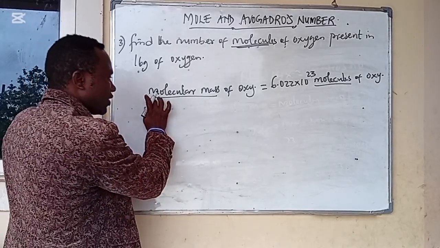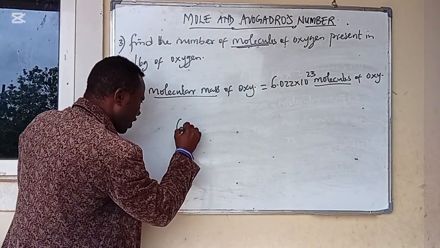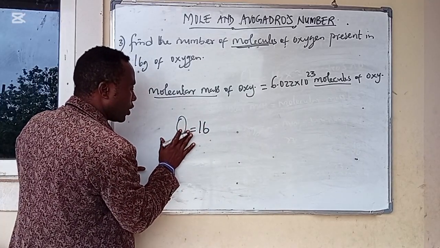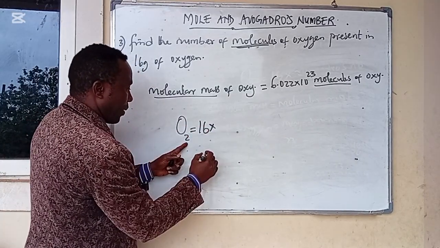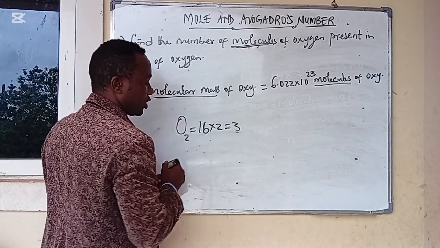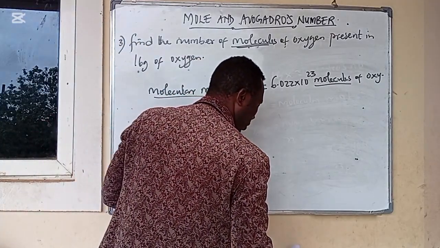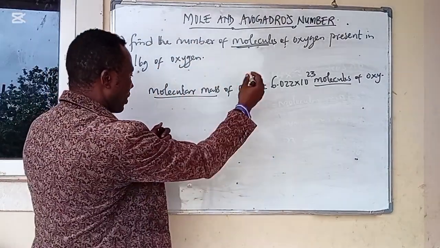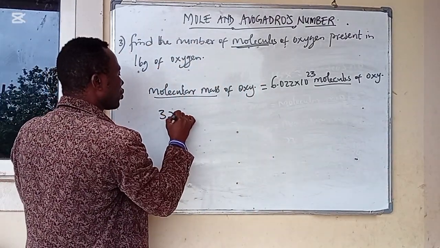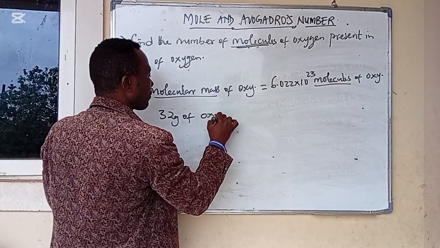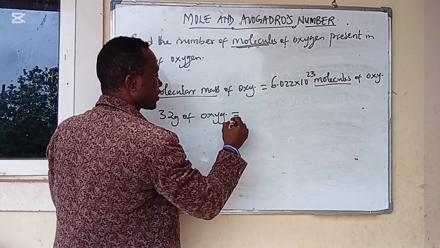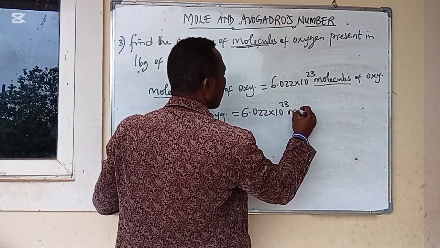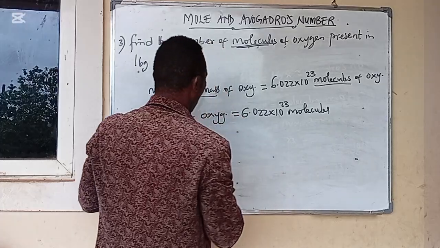But what is the molecular mass of oxygen? Oxygen exists as a molecule, O2. So the molecular mass will be the atomic mass, 16, multiplied by the number of atoms, which is 2, giving 32. So it simply means that the molecular mass of oxygen is actually 32 gram per mole. So this will be 32 gram of oxygen will give us 6.022 times 10 raised to power 23 molecules of oxygen.